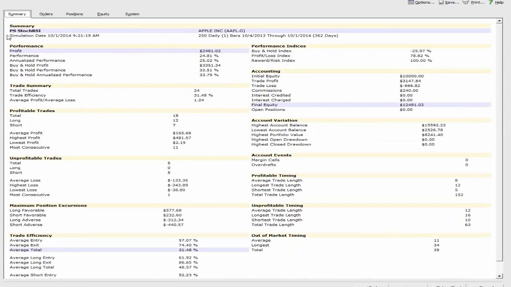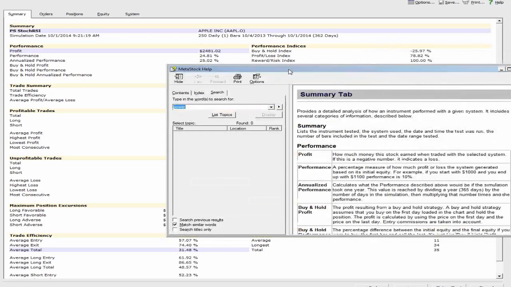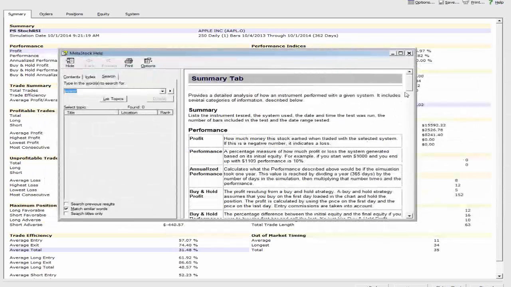This is the PS Stochastic RSI, and there are a few things on this report. I'm not going to go through all of the report with you, just the things I think are critical when you're evaluating a trading methodology. With MetaStock, if I click on that Help button, it's going to give you a summarized explanation of what all of these things mean.